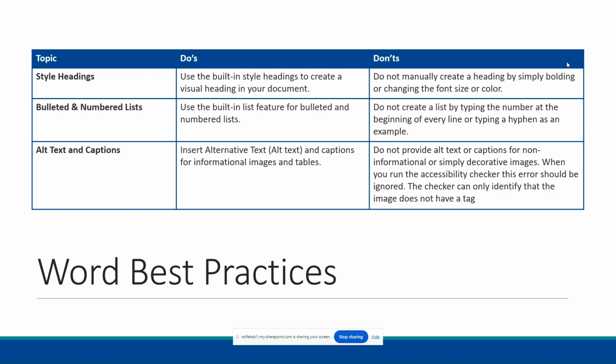We always want to use the bulleted list features or the number list features provided for us. Manually typing in a dash or a hyphen, again, doesn't let the user know that this is a list. Alt text for any type of images, tables, charts, and graphs is required, and any image that is not conveying information can be marked as decorative.